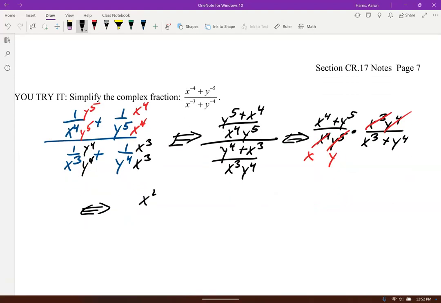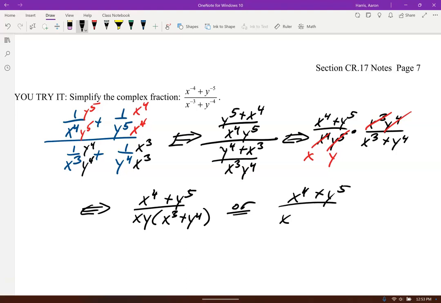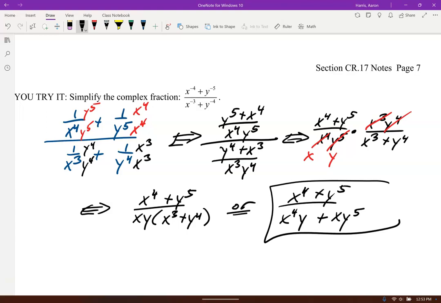We've got x to the 4th plus y to the 5th. I have an xy on the bottom, and then I have x to the 3rd plus y to the 4th. Or if you want to distribute that, we have x to the 4th y plus xy to the 5th. If you distributed that, either of those will work for you there.